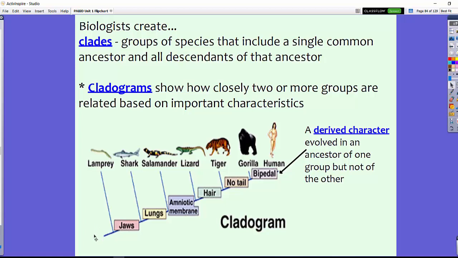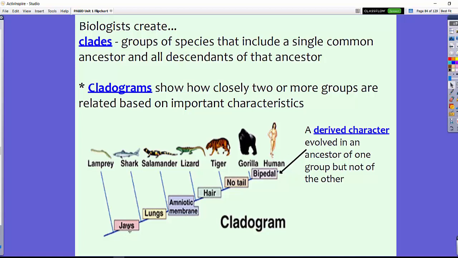So back on this line, way back down here at the left, is the common ancestor. We don't know what it is right now because it's not on our clade. But as we move up it, we have lampreys, and they don't have jaws. But somewhere along the line, jaws came about in the origin of species. So lampreys don't have jaws, but that common ancestor for jaws has spawned all of these following organisms, because now everything up here has jaws.